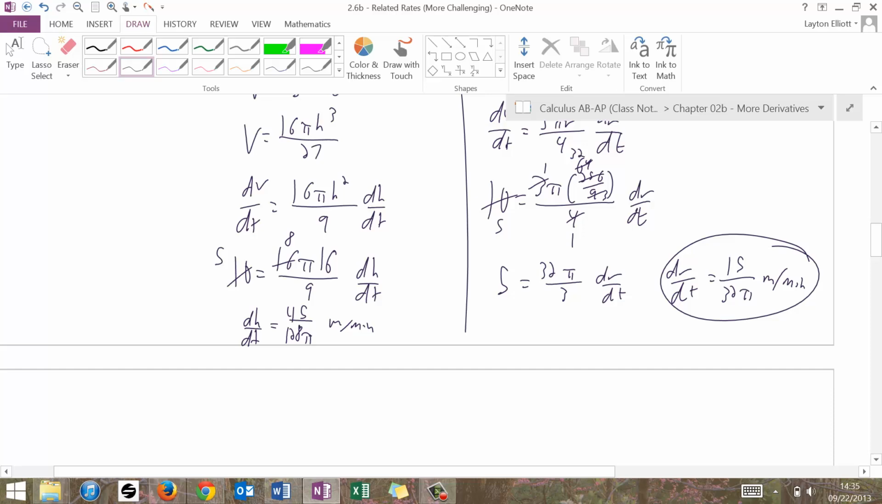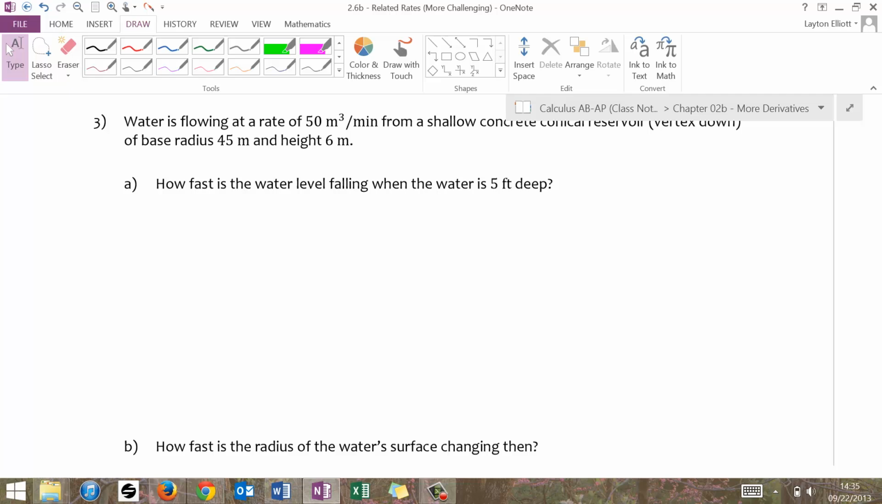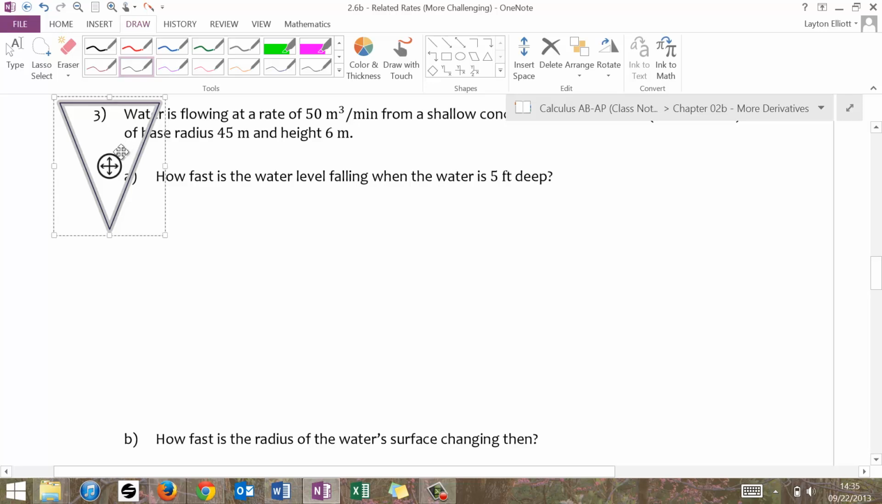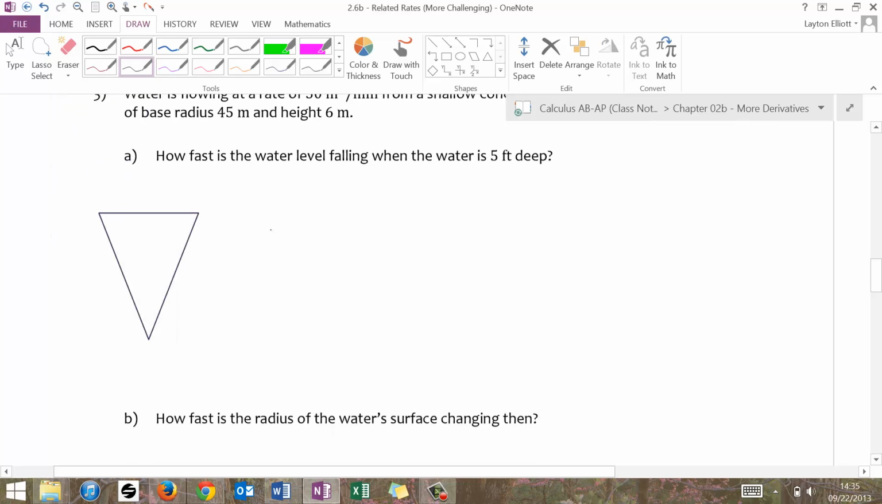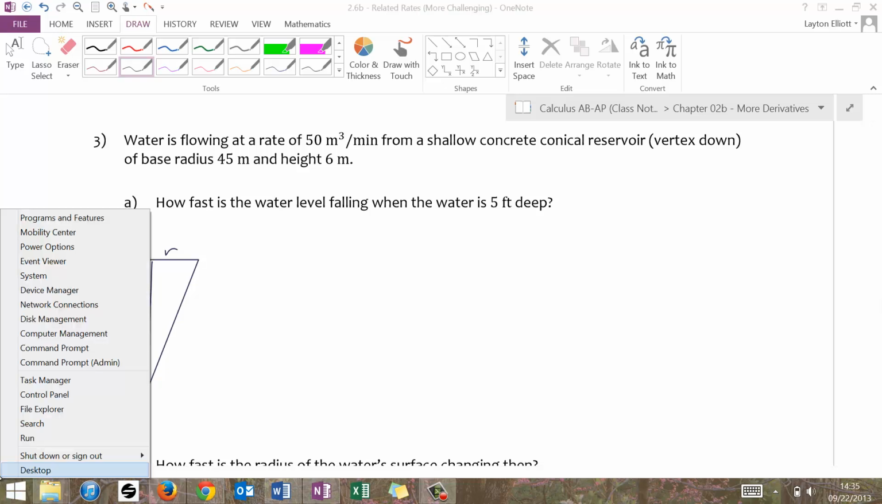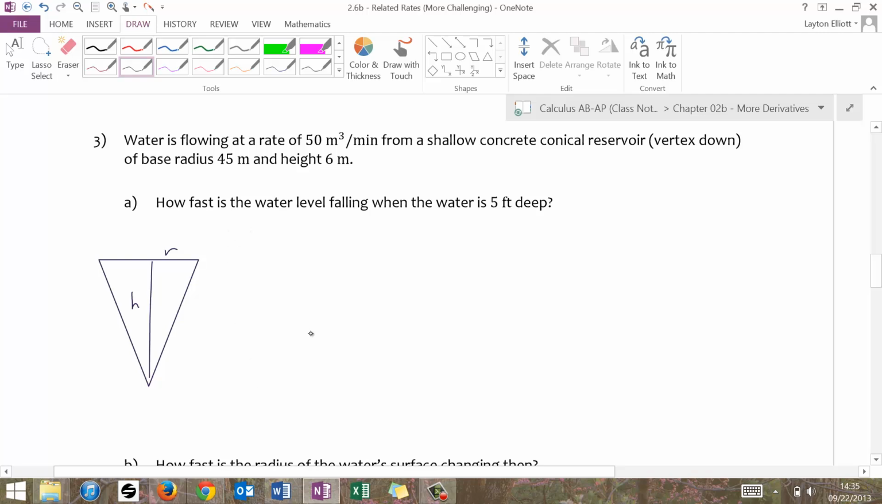Okay, next one, another cone. Water flowing at a rate of 50 meters per minute from a shallow concrete reservoir, vertex down. So we got a cone that looks like this, which I'll draw down here. Base, radius, and height. So we again have height and radius. How fast is the water flowing when the water is 5 feet deep? So how fast is the water level falling? We want to know what dh/dt is.